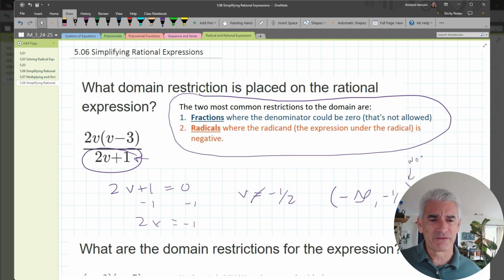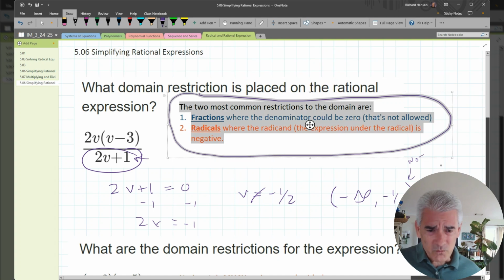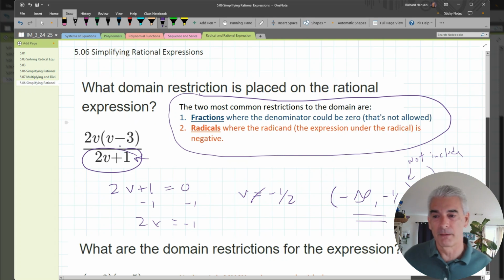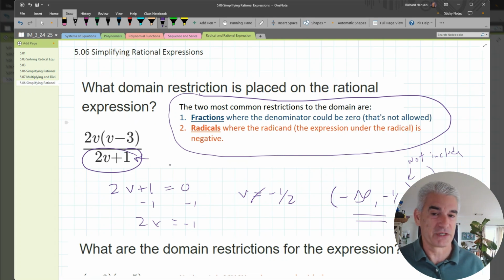And when we have infinity, we can never include infinity. We can never reach infinity. So anything in this interval is fine, or anything from -1/2 to infinity is fine, again not including. So it's pretty simple. You're looking for numbers that make the denominator zero.